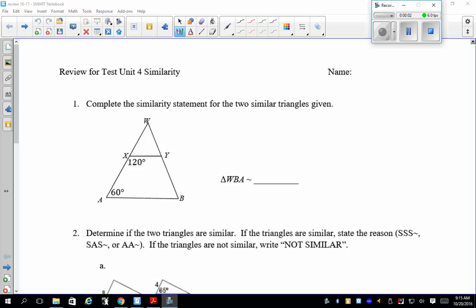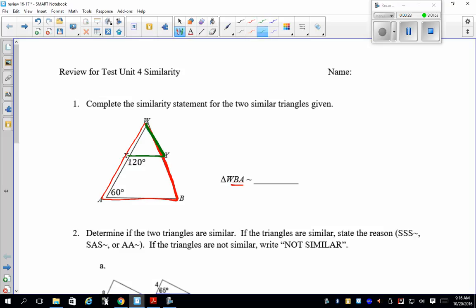This is the review for test unit 4 on similarity. Number 1, complete the similarity statement for the two similar triangles given. So one of the triangles is given here with WBA, and the other triangle is going to be the overlapping triangle, which is inside.